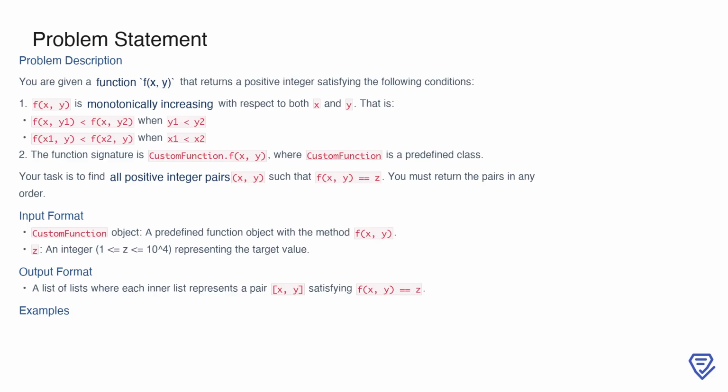The function is provided through a predefined class called CustomFunction, and it can be called using CustomFunction.f(x, y). Your goal is to find all pairs of positive integers (x, y) such that the value of the function equals a given target z. The input consists of the CustomFunction object and the target integer z, where z lies between 1 and 10,000. The output should be a list of all pairs (x, y) that satisfy the equation f(x, y) equals z. These pairs can be returned in any order.